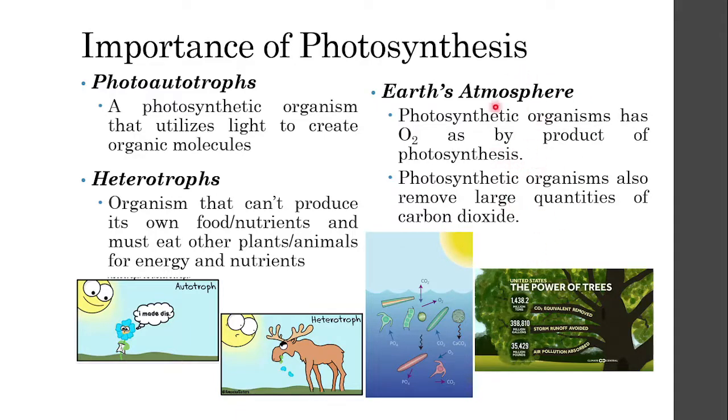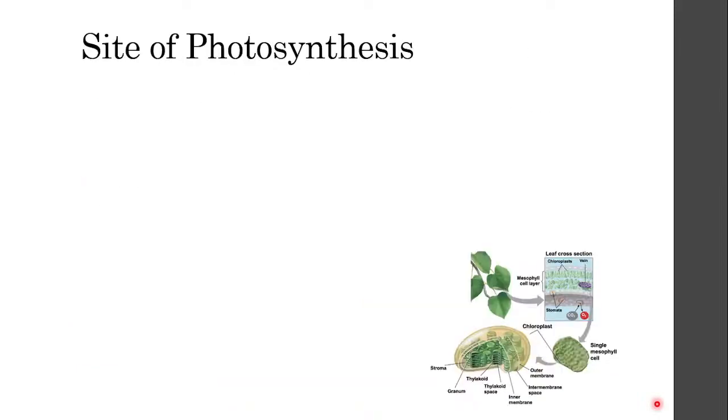We can change the atmospheric condition via tons of trees or via massive populations of photosynthetic organisms such as algae. Another thing is for us to get our food, especially for heterotrophs, and of course for the photoautotrophs to also get their food. So those are the ecological importance of photosynthesis. But let's go on and talk a little bit more about photosynthesis.